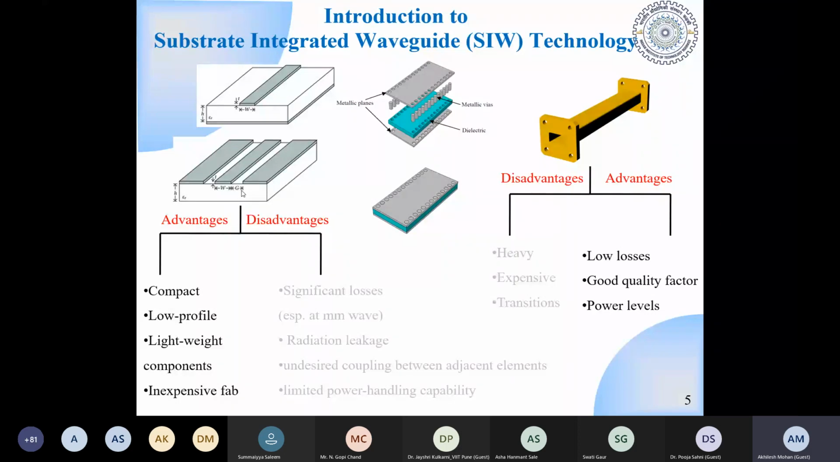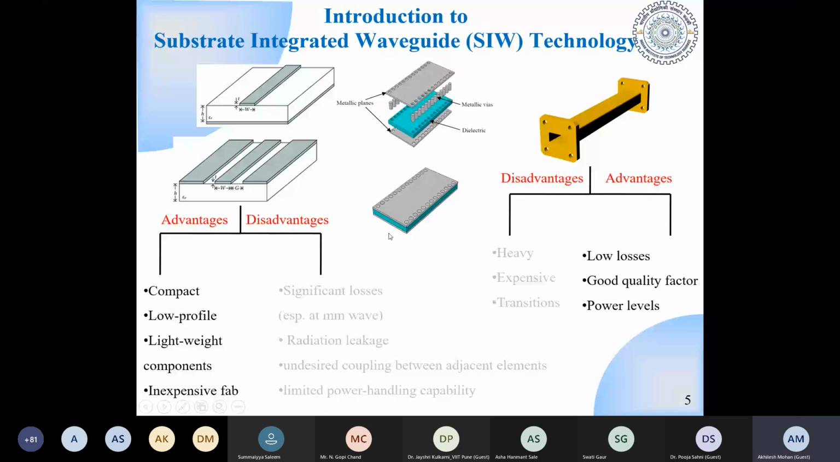So that is called substrate integrated waveguide technology. So what researchers did, they have the copper cladded dielectric material. They want to implement the rectangular waveguide in a planar form.